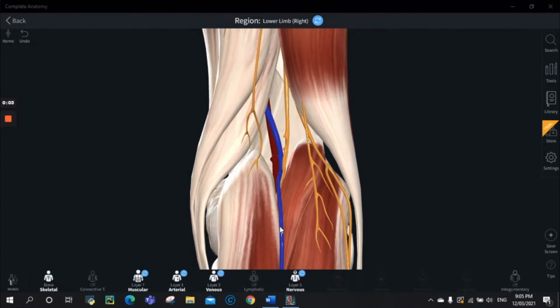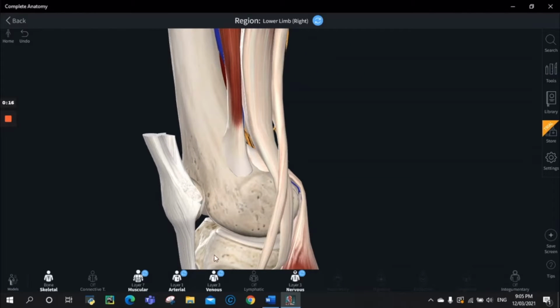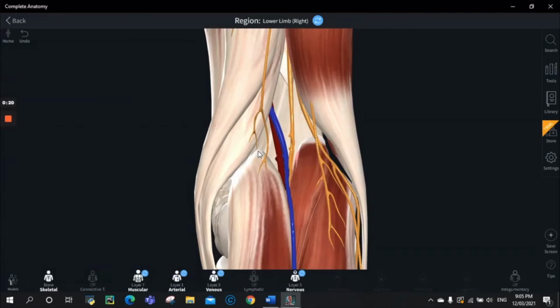Today I'll be discussing the popliteal fossa. So the popliteal fossa is a diamond-shaped space located on the posterior aspect of the knee joint. As you can see here, this is the femur and this is the tibia and this is the knee joint. So the popliteal fossa is located just behind the knee joint. It allows neurovascular structures to pass from the thigh to the posterior aspect of the leg.